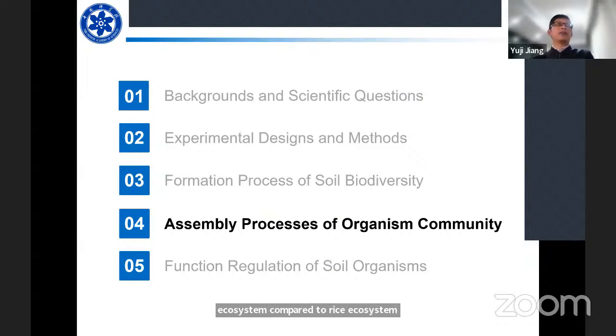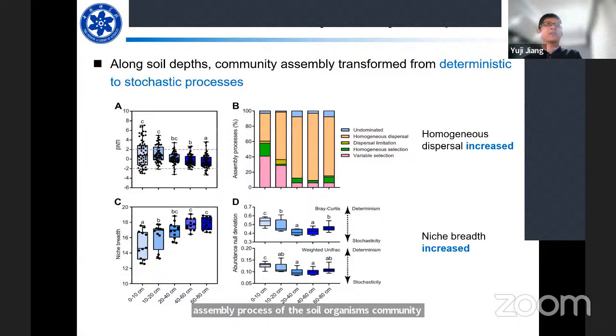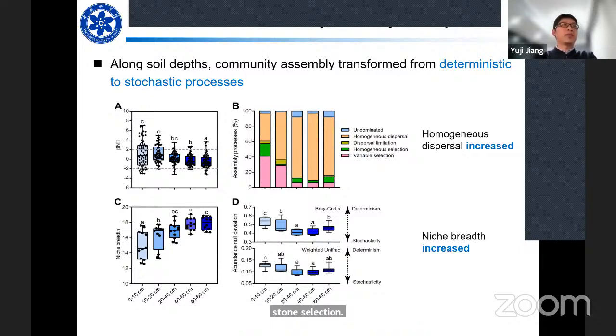And then we further revealed the mechanism of the assembly process of the soil organisms community. First, we analyzed the assembly process of the bacterial community in red soil. Due to the high heterogeneity in the topsoil, the bacterial community was influenced by the strong selection, leading to the deterministic process of the community assembly. Along with the soil depth, the community assembly changed from deterministic to stochastic in deep soils.